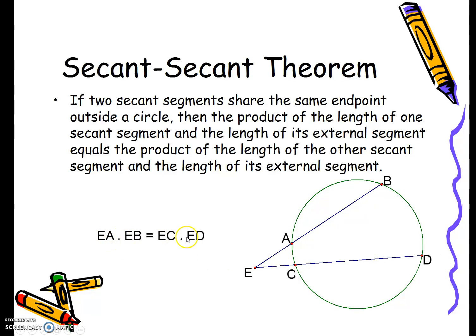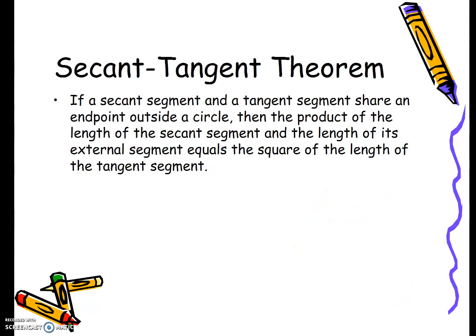Again, this is a times sign. I know it looks like a decimal there. So we're going to take EA, whatever that length is, and multiply it by the length of the whole thing, EB. And then when you have EC, that length, we're going to multiply it by the length of the whole thing, ED, and those products should be equal to each other.